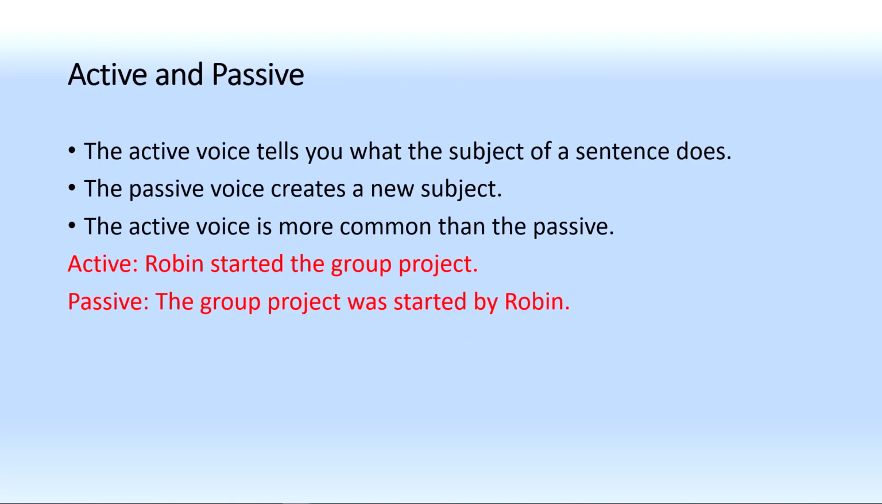So the active voice is more common than the passive voice and has to be clearer. And you can see that there's always fewer words being used when you use the active voice. Robin started a group project. Passive, the group project was started by Robin. So here again, it's deflective. Robin needs to be the subject, okay? There's another reason why a lot of people do use was, is, and use the verb to be.